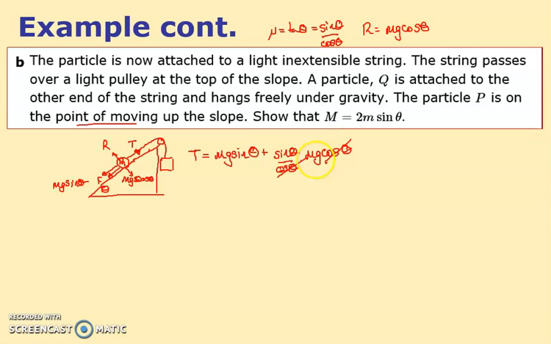And I've got mg sine theta twice there. I've got mg sine theta, I've got mg sine theta. So I've got the tension equals 2mg sine theta.